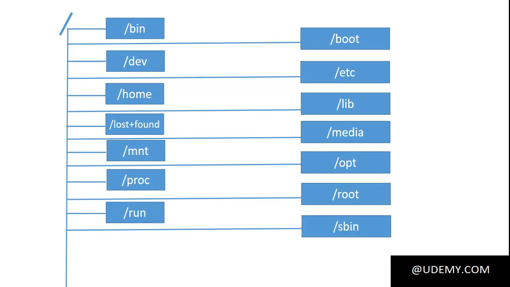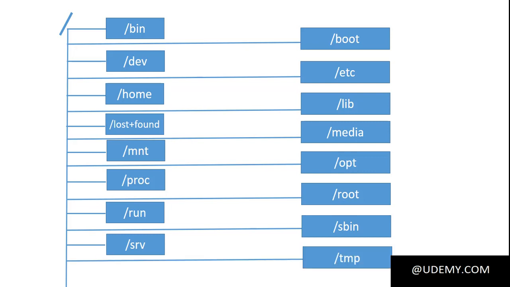/sbin is similar to the /bin directory, which contains system binaries, but they are to be run by the superuser, that is your root. /srv contains service files installed on your system. For example, if you install a web server, it will be located in this folder. /tmp is used by programs to store temporary files. This directory is usually cleaned on reboot.